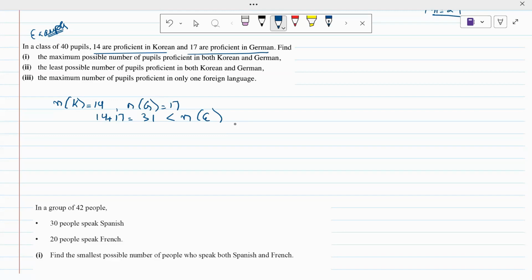Okay, part one: the maximum possible number of people proficient in both Korean and German. That means it's a case of intersection, and maximum means we have to get the maximum value of n of K intersection G. So whenever the intersection is to be made maximum, we always go for the subset.